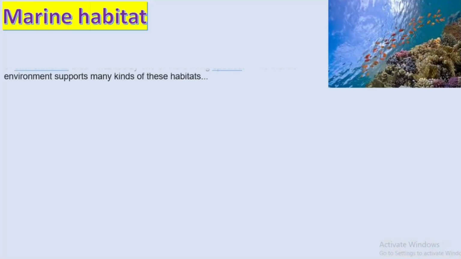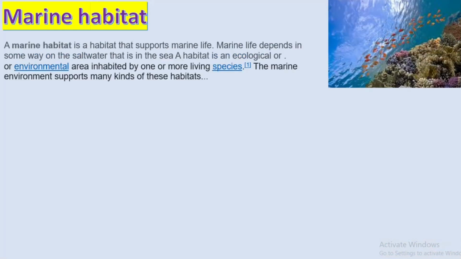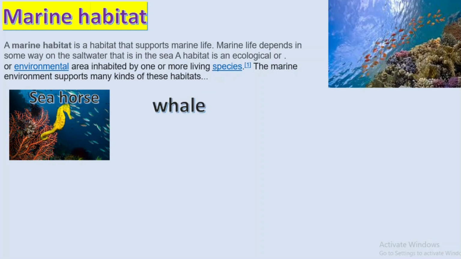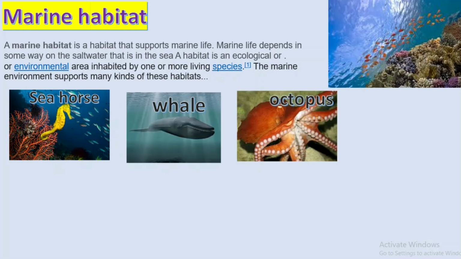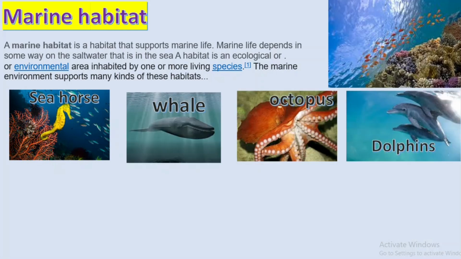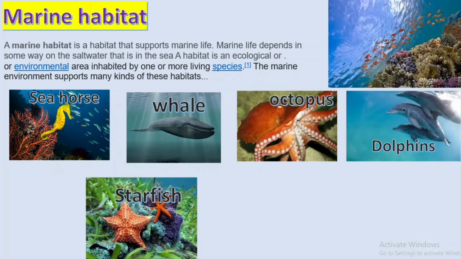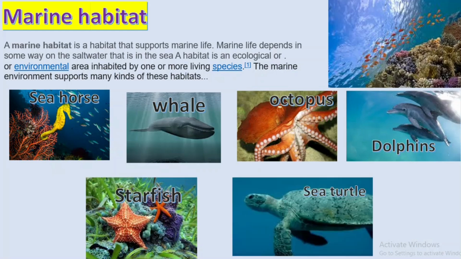Marine habitat. A marine habitat is a habitat that supports marine life. Here are some animals in marine habitat: seahorse, whale, octopus, dolphins, starfish, sea turtle.